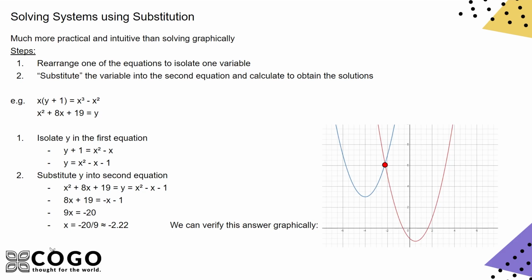It is important to notice that the y value, or y coordinate, of the intersection of the two graphs may be calculated by plugging in negative 2.22 for x in either equation.